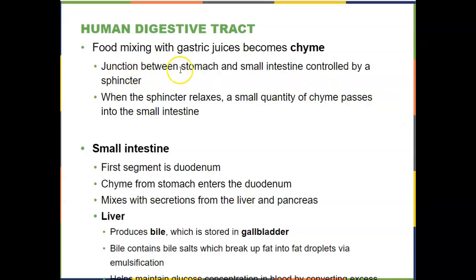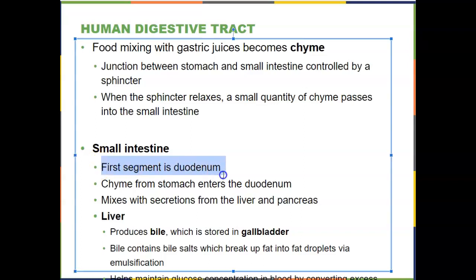There's a sphincter that controls movement from the stomach up into the esophagus. That's called the cardiac sphincter, and then the lower sphincter is called the pyloric sphincter, which controls movement of food from the stomach to the small intestines. The small intestine.